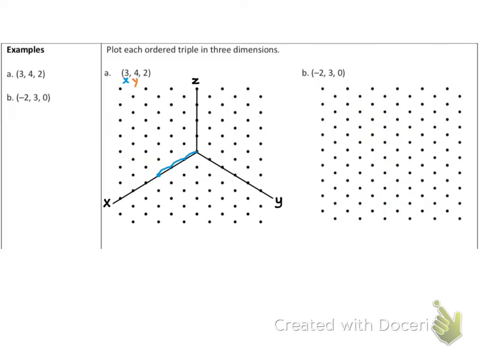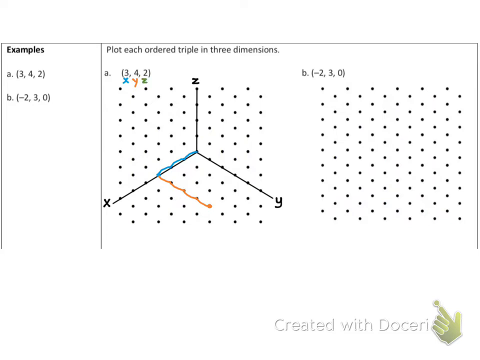Remember, you're going to run parallel or in the same direction as the y-axis. So we're going to go 4 units. So 1, 2, 3, 4. And all I'm really plotting or graphing here is my movement, so you can see how we're getting to our end result. Now we need to go 2 in the positive z direction.